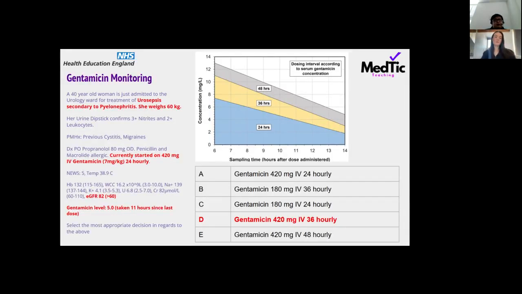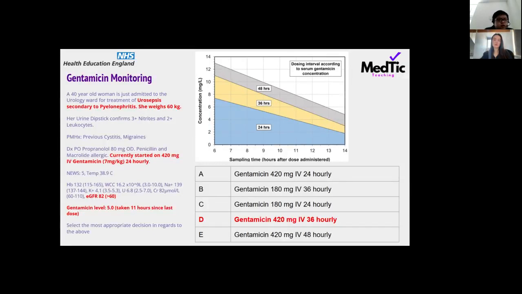Sadly. And as well as when you guys become future F1s, when you join us in the wards, this is something you have to do on a daily basis, as it is quite a common strong antibiotic that we usually give. We need to first start with some information here. We are treating a urosepsis, so secondary to a UTI. She weighs 60 kilograms, as gentamicin dosing requires your weight, so that is something important to highlight.